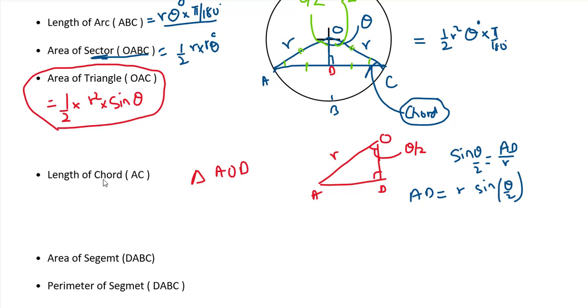Now what is the length of the chord AC? AC is 2 times AD because this part and this part are equal. So the length of the chord AC will be equal to 2 times the length of AD, which is r sine theta by 2. So the length of chord AC will be 2r sine theta by 2.